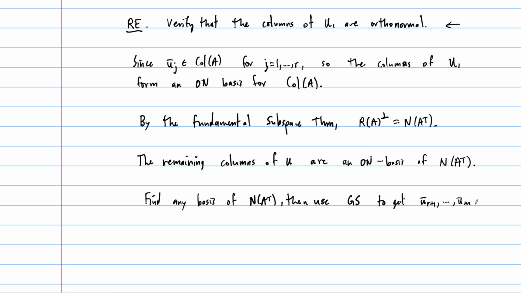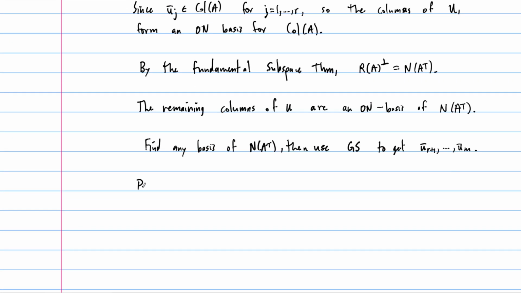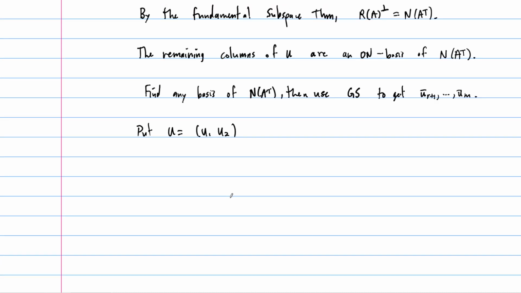All right, and so at this point we're pretty much done, because now we put our U equal to the partition matrix U1, U2, and the SVD becomes, so again, this is what we want here.